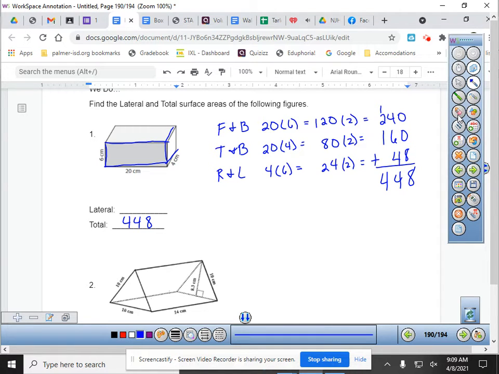While Yandell's writing that down, I'm going to tell you here on number 2, we're going to mark out that 0.3 because I'm not trying to deal with that.